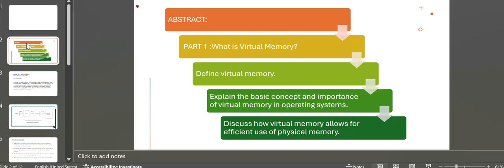Welcome to a video series on operating systems. Here we are discussing what virtual memory is. In virtual memory, we are discussing the definition of virtual memory, explaining the basic concept and importance of virtual memory, and discussing how virtual memory allows for efficient use of physical memory.